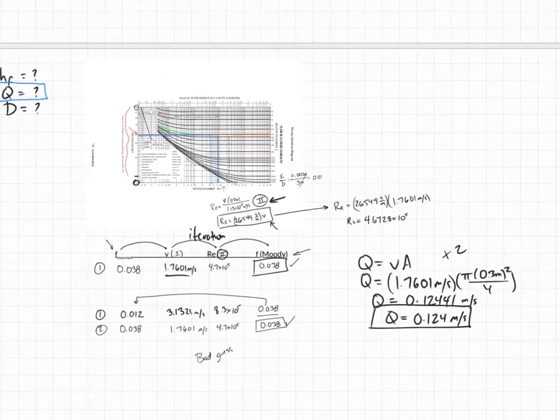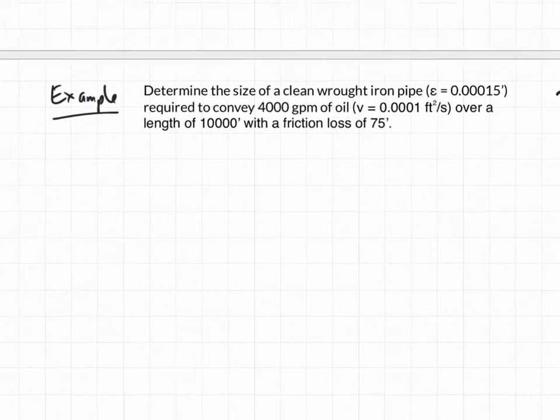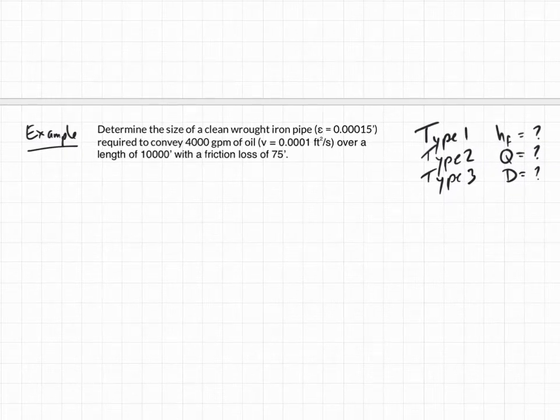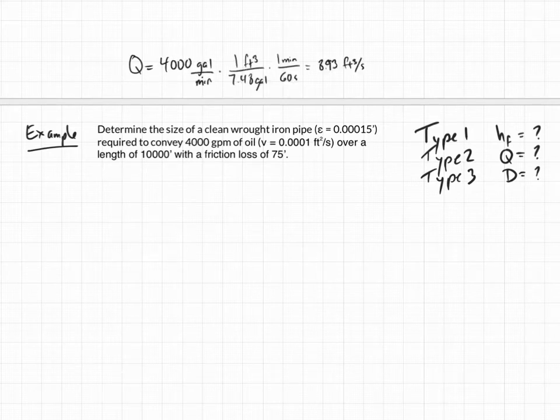All right, so we're going to go over here and let's see what we got. Determine the size of a clean wrought iron pipe. Epsilon equals, so not the relative roughness, 0.00015 feet, required to convey 4,000 GPM. Before we go anywhere, we're going to get that into something we like. Nobody likes 4,000 gallons per minute, so we'll change it into cubic feet per second, CFS. So we're going to convert to 8.93 CFS of oil.